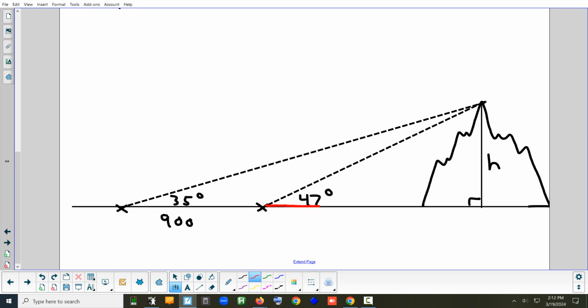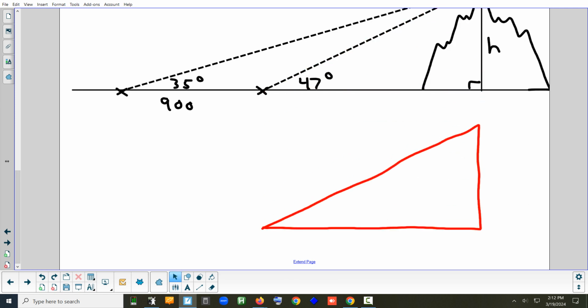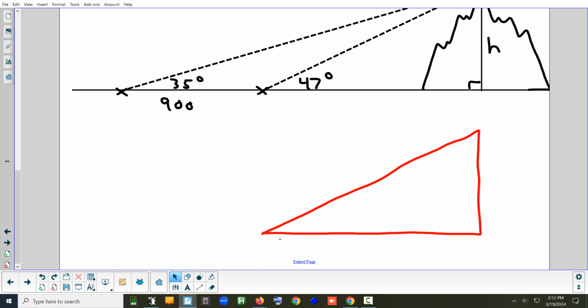Okay, so here's the triangle that, if we could solve it right away, we'd be done. There's our red triangle, and the goal is to find the height. We know it's h, and we know that angle is 47. Do we have enough information to solve that triangle? No. To solve a triangle, you need to know at least one side. So that is the triangle we want to solve, but we don't have enough information to solve it.